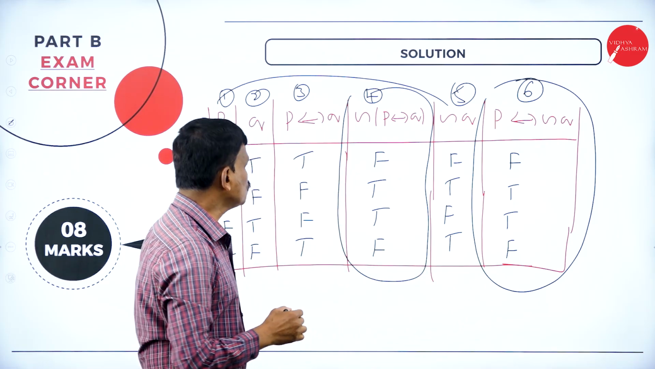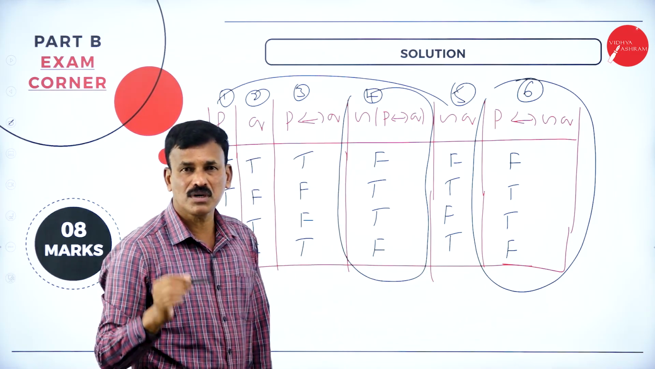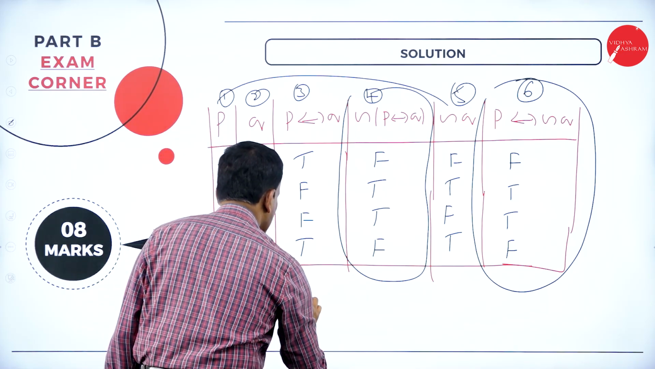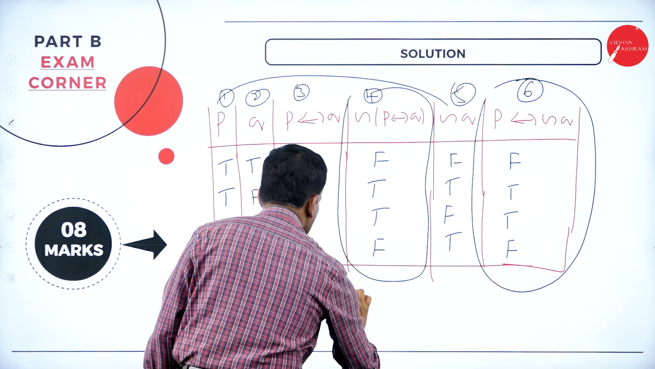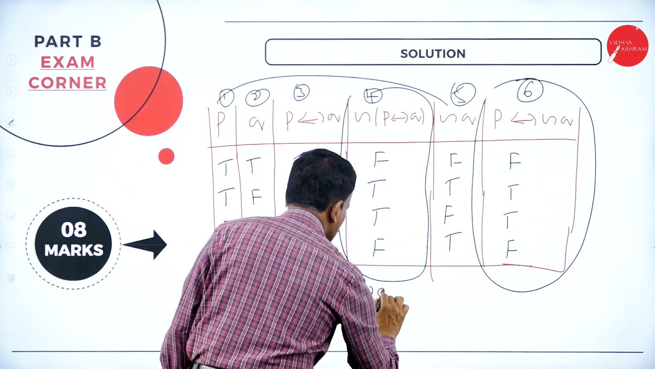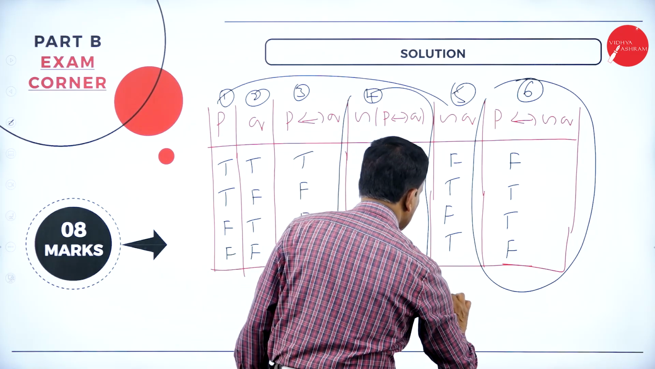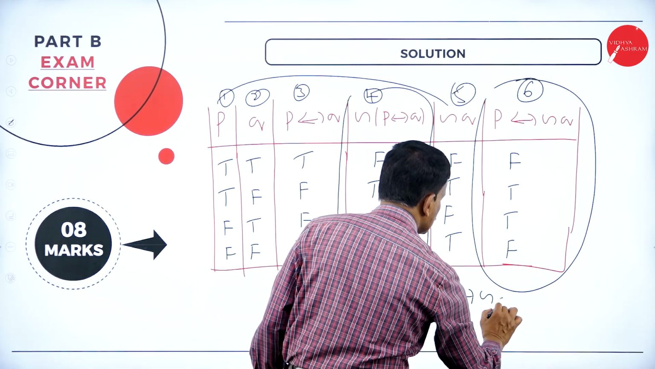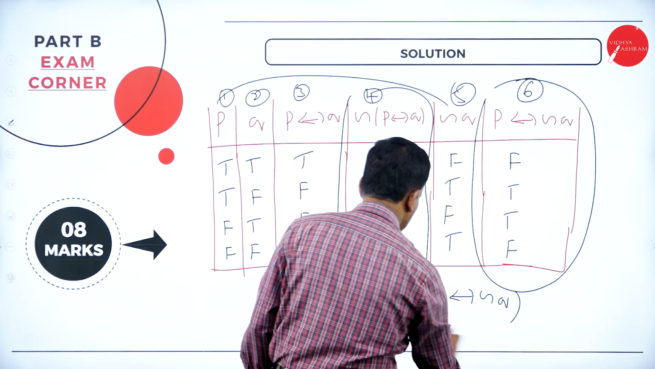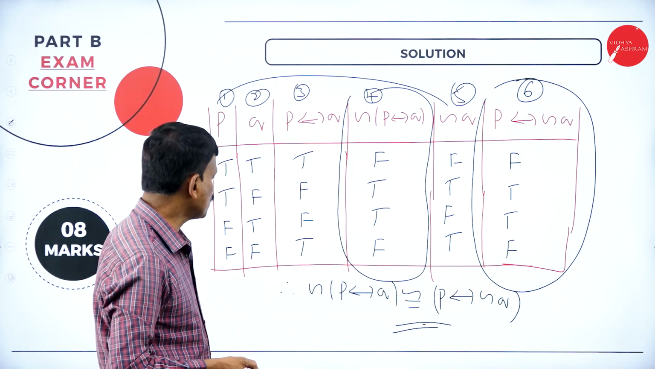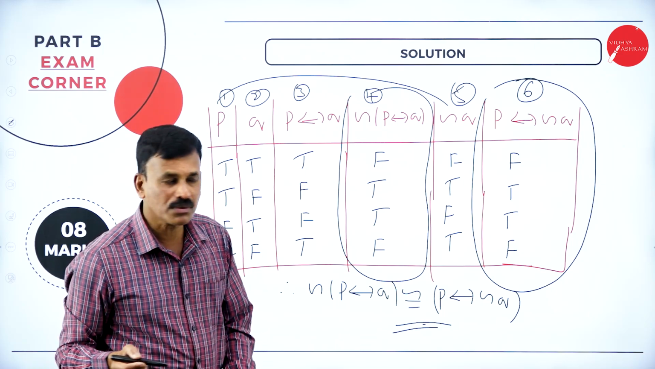That means the truth values in the fourth and sixth columns are the same, hence they are logically equivalent. Therefore, we can conclude that negation of P biconditional to Q is logically equivalent to P biconditional to negation of Q. So, if you do this much, you will definitely get 8 marks. Very simple compared to the first problem. Now, let us move on to the next problem.